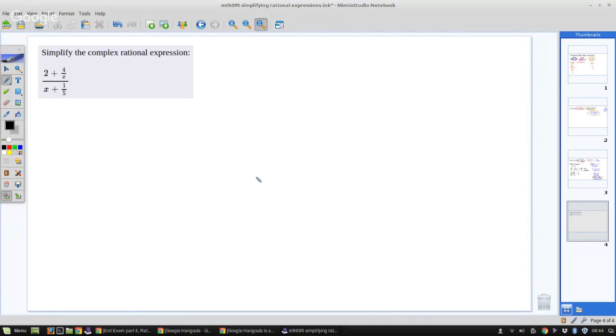Another. This is a complex rational expression because I have fractions within fractions. So there's two ways to deal with this. One way is to identify the common denominator of both the top and the bottom at once. So the lowest common denominator approach. The denominator of the numerator is x. The denominator of the denominator is 5. Multiplying those two together, I get 5x. It's the lowest common denominator.